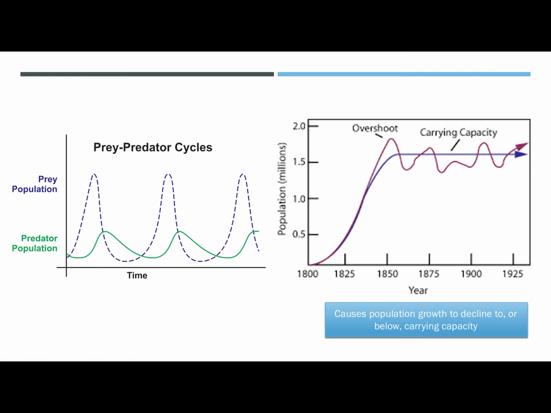We talked about predation, competition. So predation causes population growth to decline to or below carrying capacity. So we see when resources are good, our prey goes up. As the prey goes up, you'll see a little bit of a lag, and then the predator population goes up. But our prey becomes too high, and now they're decreasing. As a result, our predators have to decrease, and this just continues on and on.